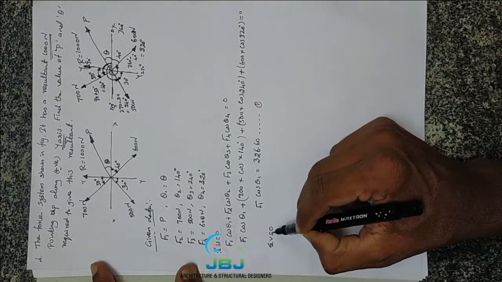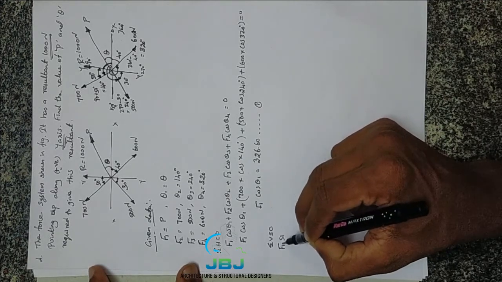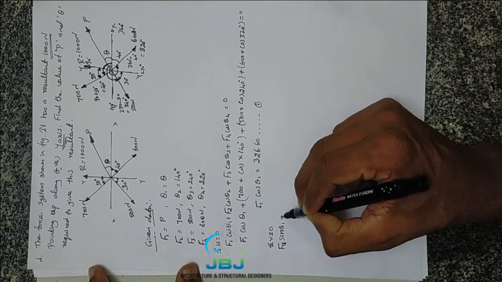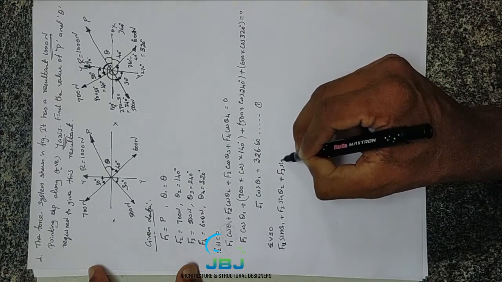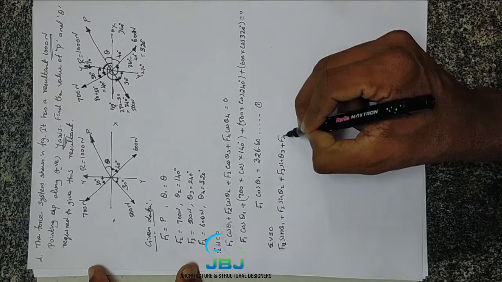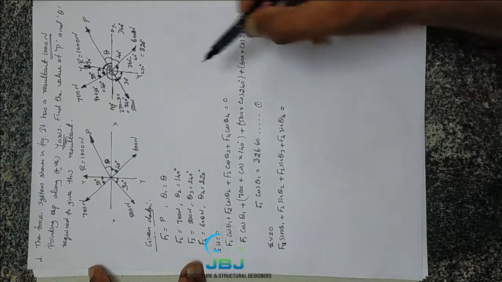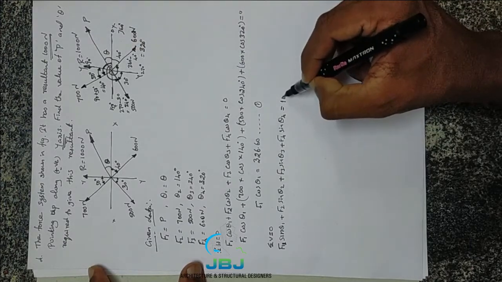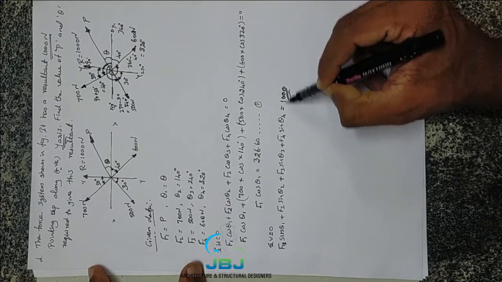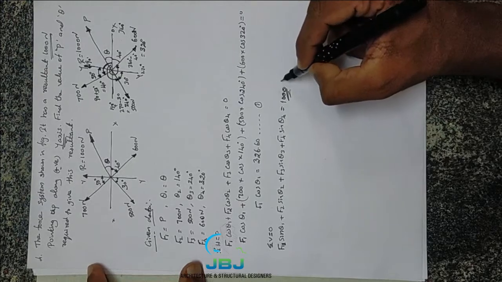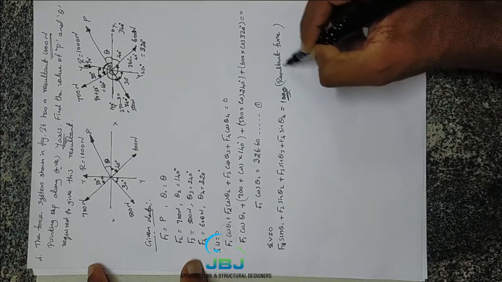Then we know the next condition, summation of vertical force. What's the condition? F1 sin theta 1 plus F2 sin theta 2 plus F3 sin theta 3 plus F4 sin theta 4 equal to not 0. Already you know the value of the resultant force, 1000. This is the only slight difference, so keep in your mind 1000 is the resultant force, which is given in the problem.